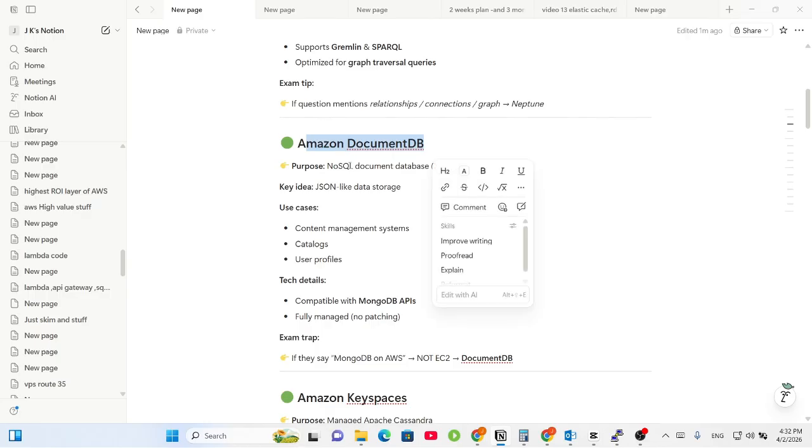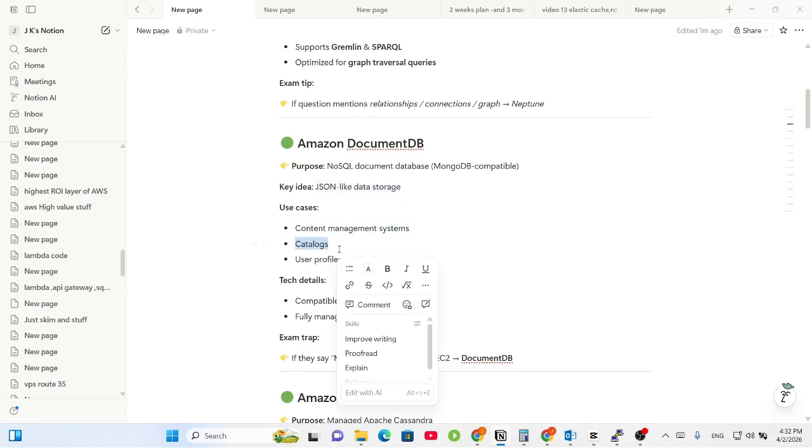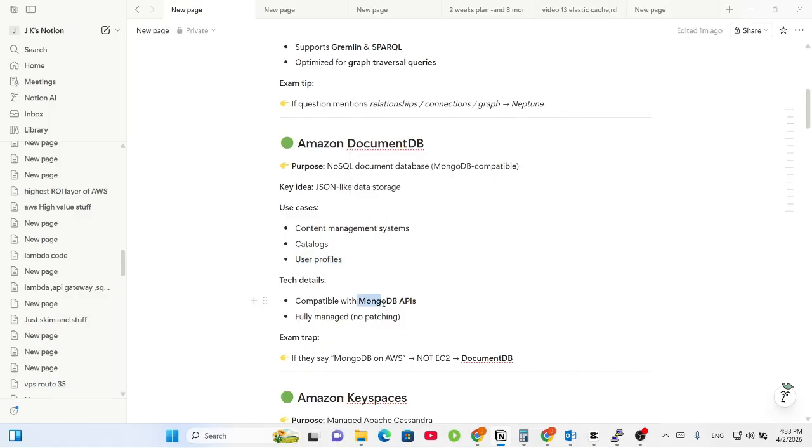And Amazon DocumentDB is a NoSQL document database. It's MongoDB compatible with JSON-like data storage. Okay, the idea is JSON-like data storage. Use cases: content management system with catalogs, user profiles. So basically, it's compatible with MongoDB APIs, fully managed, no patching. So if you see a question about MongoDB on AWS, basically it's DocumentDB. Okay, so NoSQL document database, similar to MongoDB, DocumentDB.